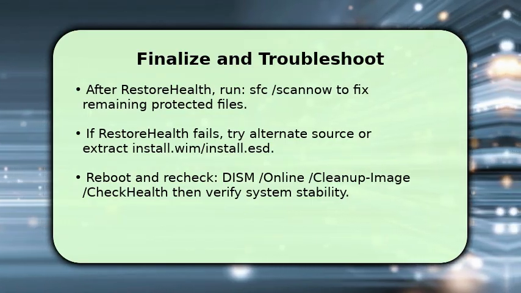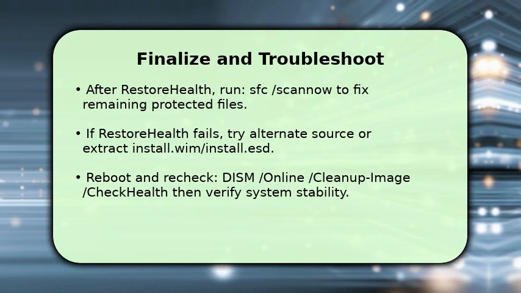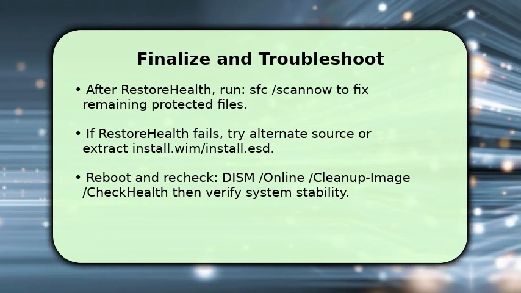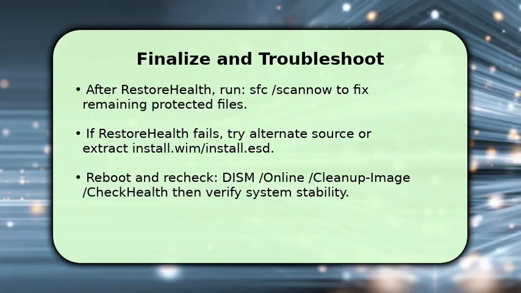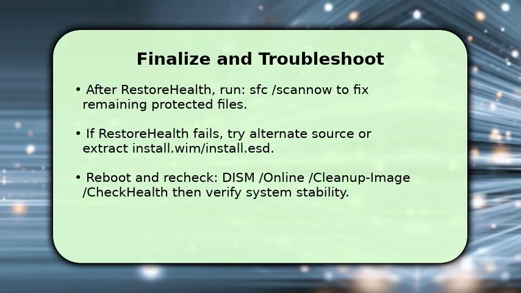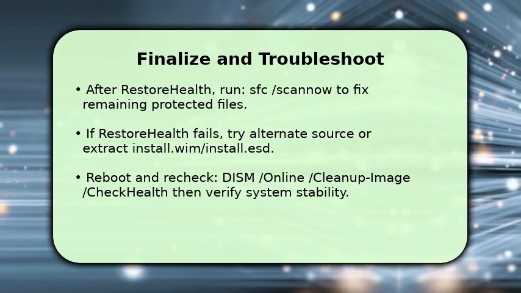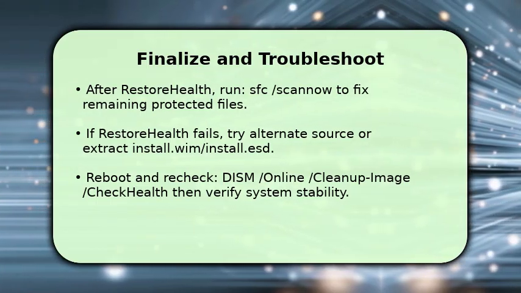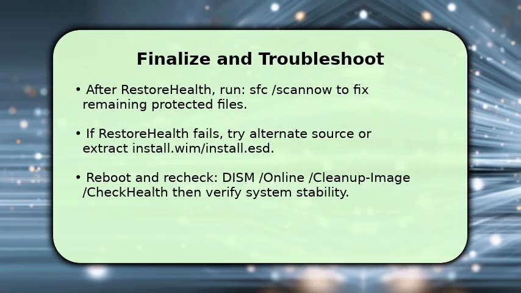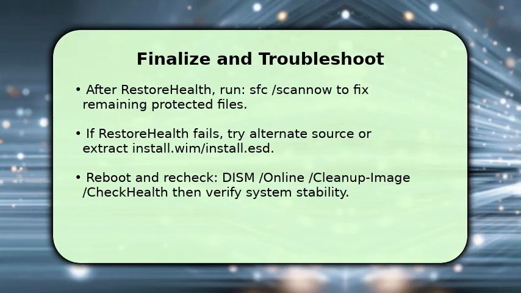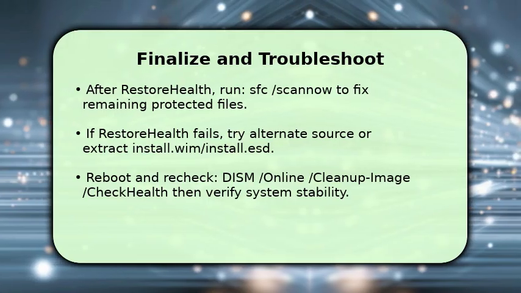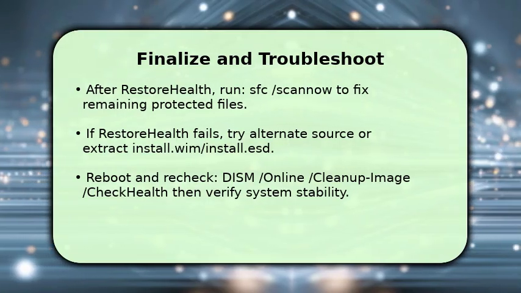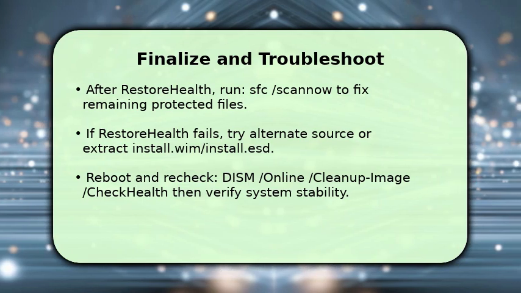If RestoreHealth fails, switch sources: try a different ISO, extract install.wim, or use install.esd conversion, then rerun RestoreHealth. Once repairs succeed, reboot and rerun CheckHealth to confirm. If problems persist, note the DISM error code and retry with a new source. Most failures come from bad or mismatched image files, so replacing the source usually resolves stubborn errors.